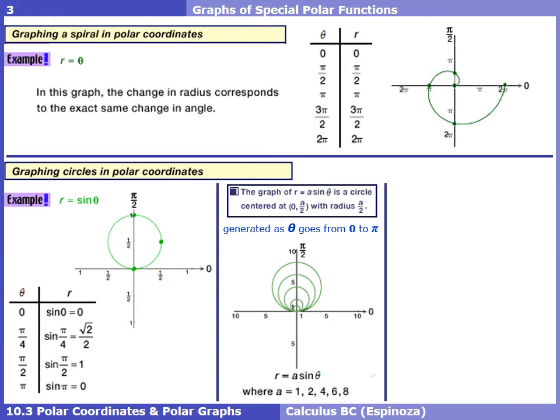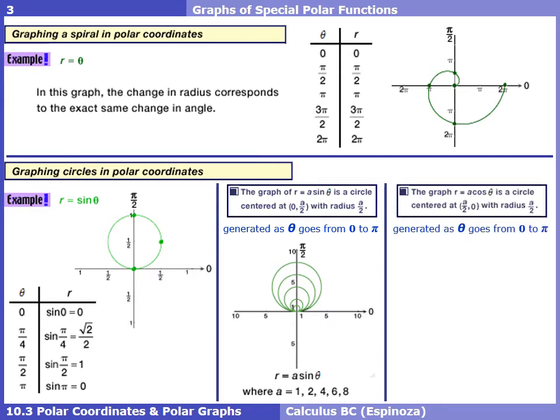One giant key that you're really going to want to highlight and make note of is this. These circles are generated as theta goes from 0 to pi, as you can see over here in the table that we made. As soon as you pass pi, you're going to be tracing over the circle that you already drew. And that's going to be very important again as we're looking at area in 10.4.